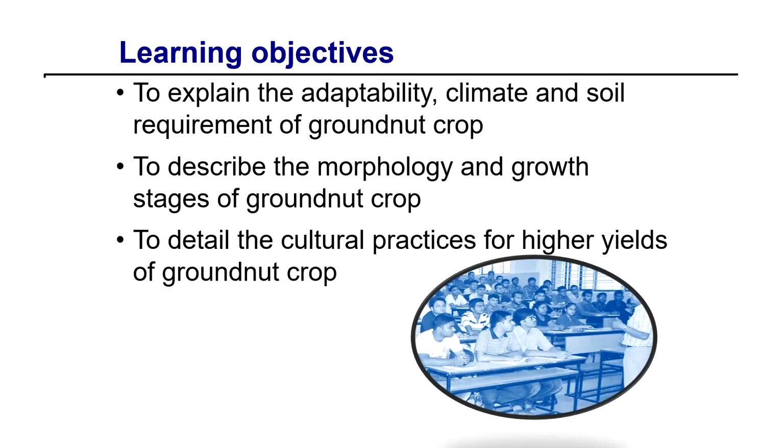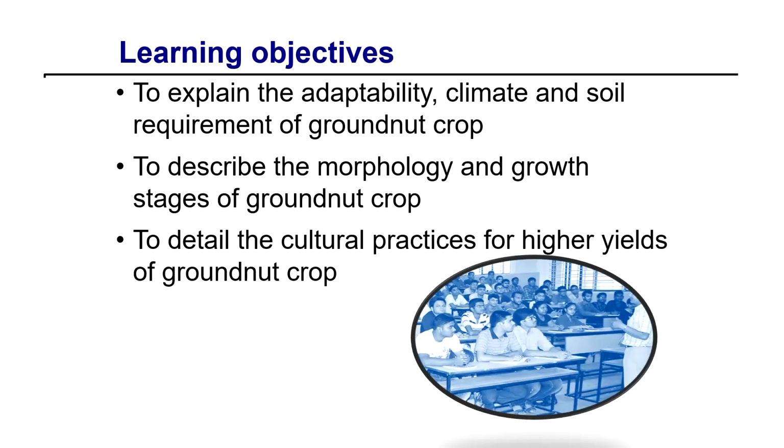So, the learning objectives of this lecture are to explain the adaptability, climate and soil requirement of the groundnut crop. Here you will learn in detail about the atmospheric conditions like temperature, light, and soil requirements, moisture, rainfall. All these parameters will be discussed for the groundnut crop.